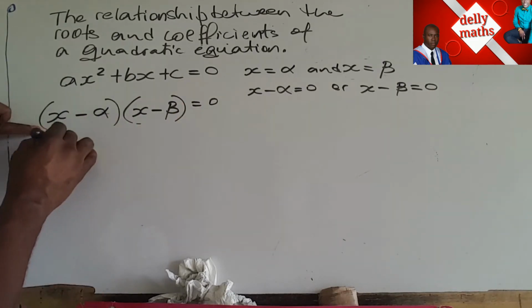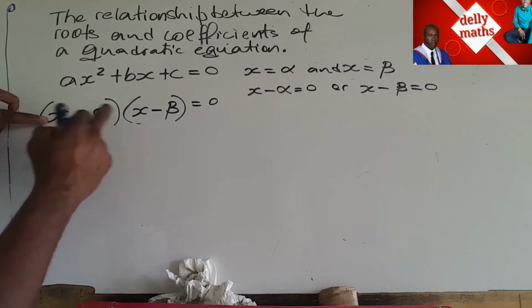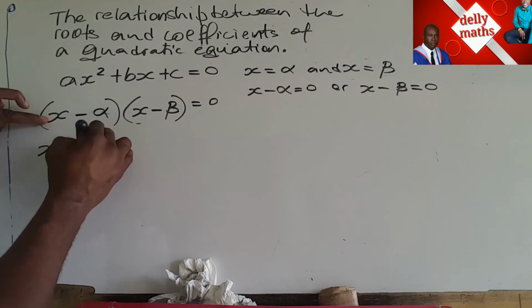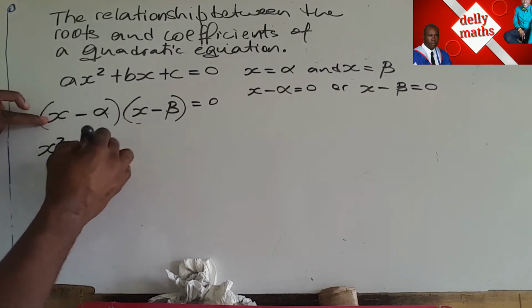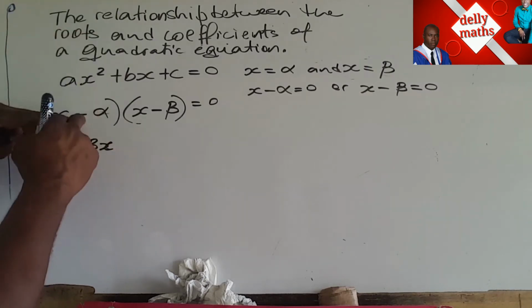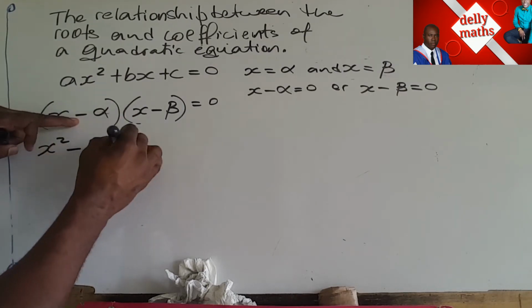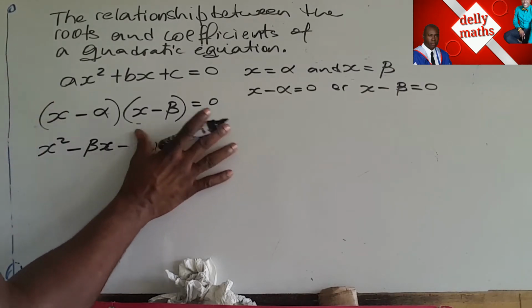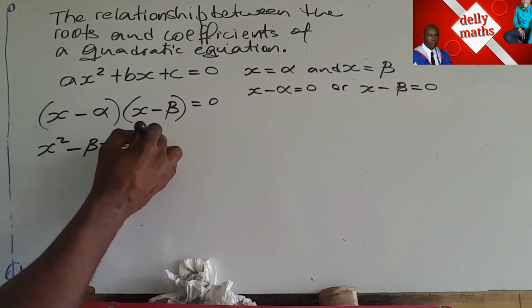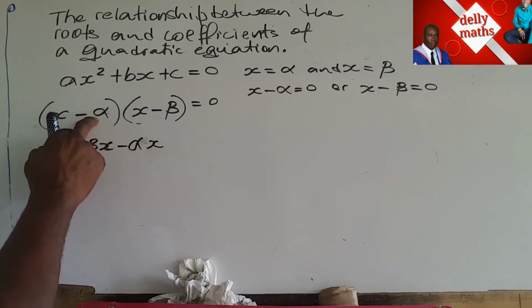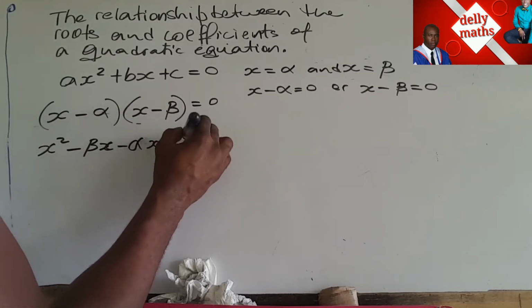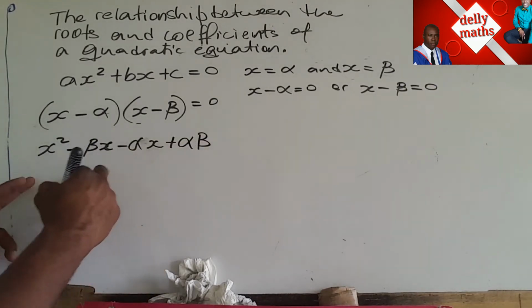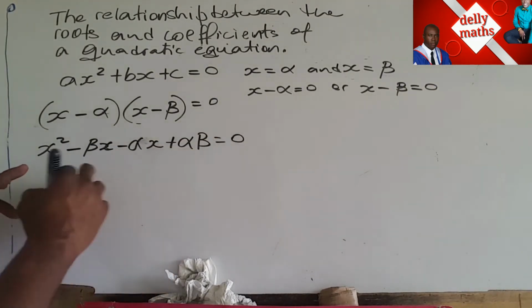X times x, that's x squared. X times negative beta will give us negative beta x. Then negative alpha times x, we'll end up with negative alpha x. And negative alpha times negative beta is going to give us positive alpha beta. So that's what we do have now, which is equal to 0.